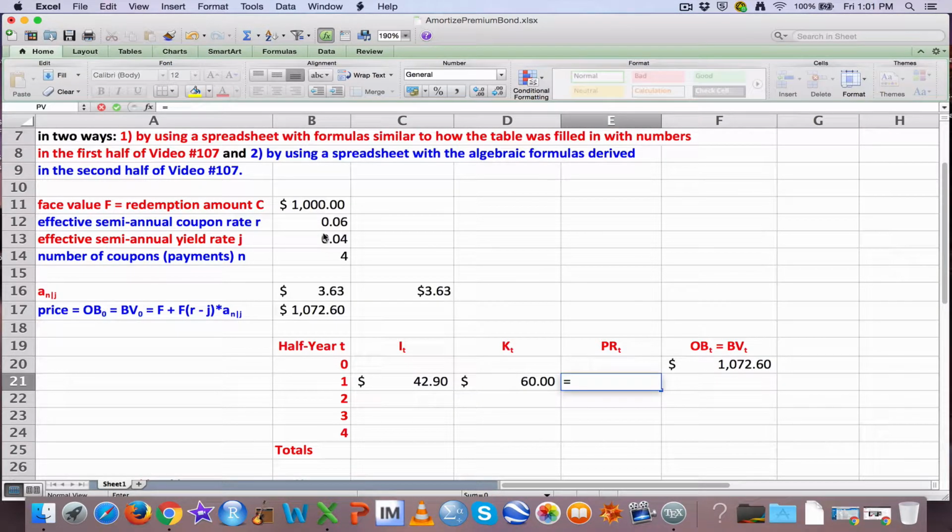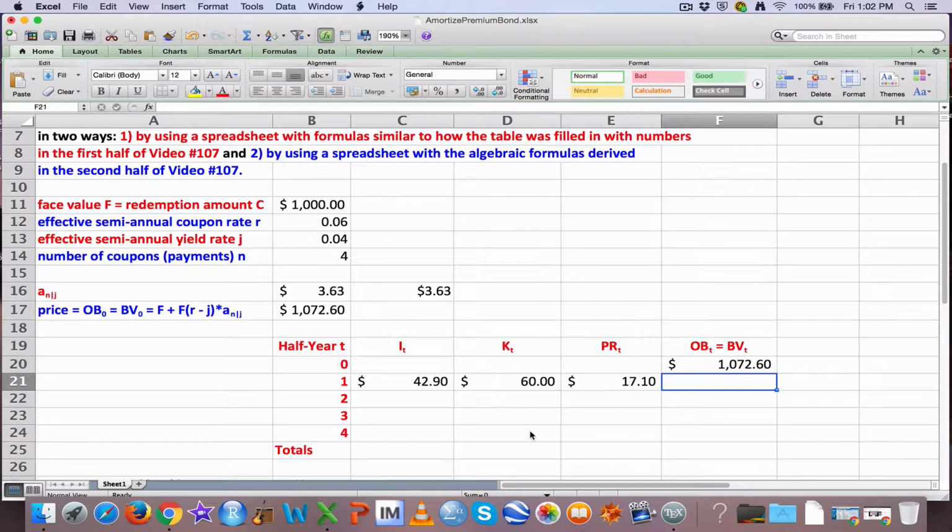Principal reduction, intuitively, I hope this makes sense. That $60 payment to you is overpaying the interest that is owed, so I need to do a subtraction. This thing minus this thing, which would be $17.10, is how much the balance is going to go down after they make that payment. So now I take cell F20 and subtract what's in E21. And again, I'm not using dollar signs here because I want these to copy and paste correctly.